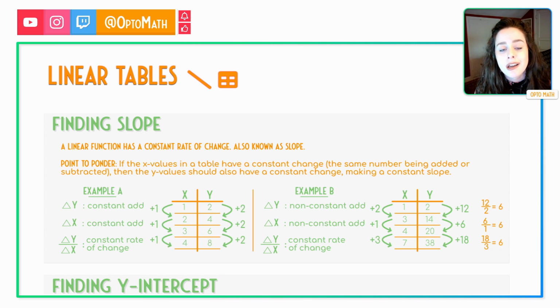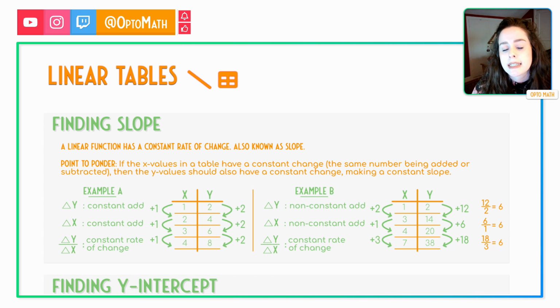A linear function has a constant rate of change, so it's also known as the slope. So here's a point to ponder. If the x values in a table have a constant change, so the number that you're subtracting or adding each time is the same, then the y value should also have a constant change, making a constant slope. But it doesn't always have to be that way.